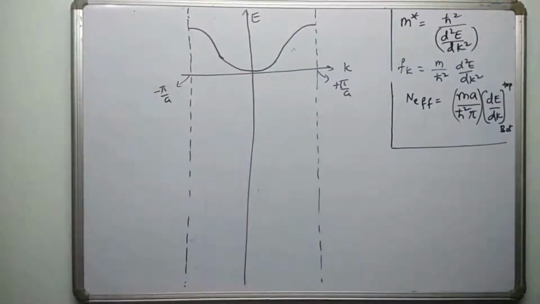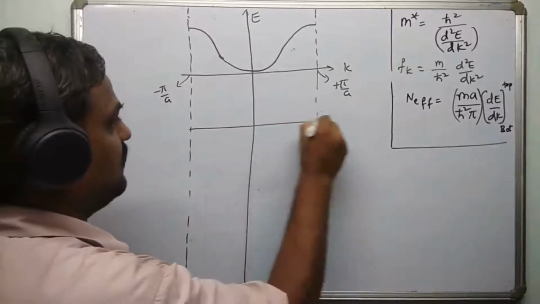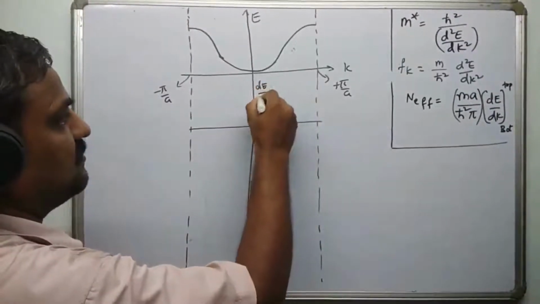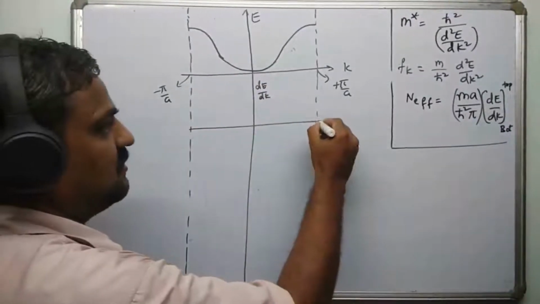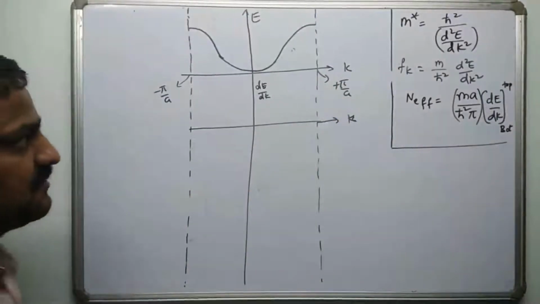So this is the E versus K graph in the first Brillouin zone. This is the first one. Next, what I am going to do is sketch dE by dk, the derivative of this graph. Once again, it's a K axis, with plus or minus pi by a as the limits.